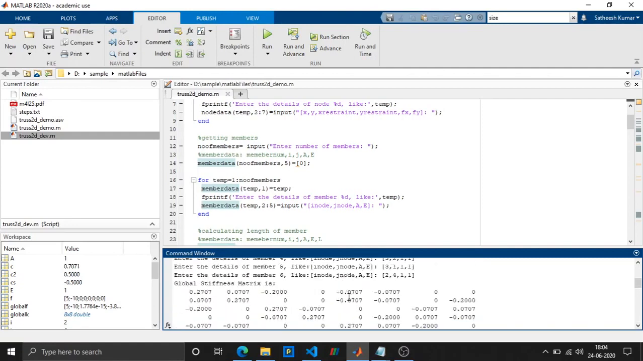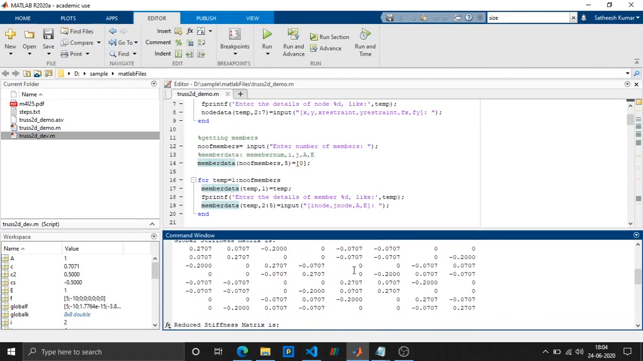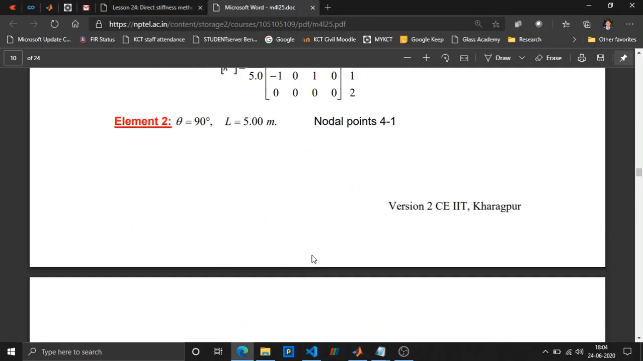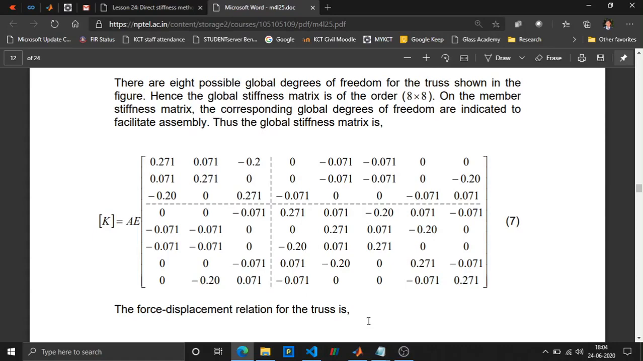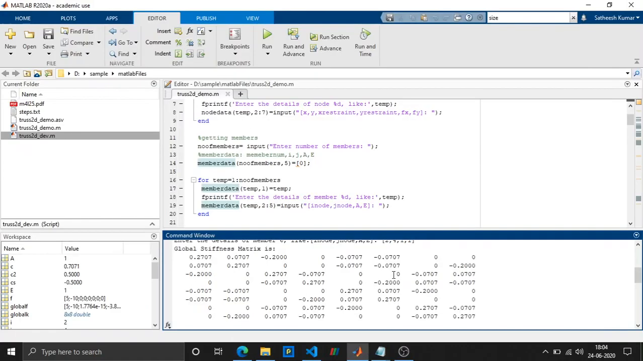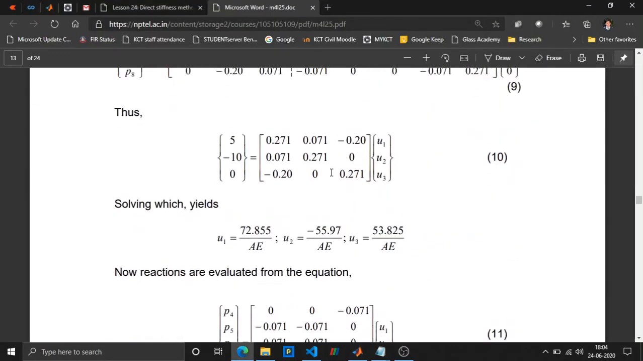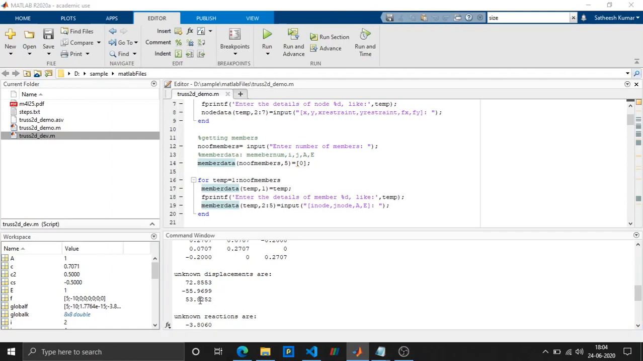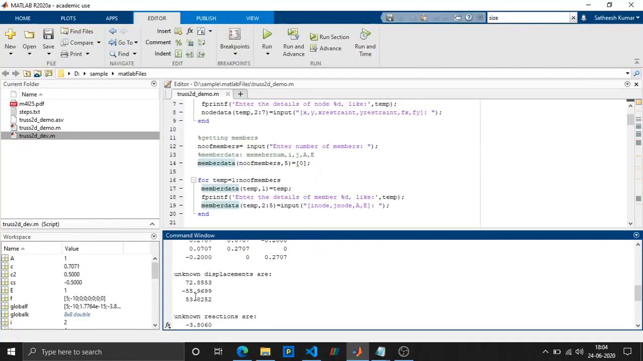So now the program has finished calculating the values. The global stiffness matrix calculated in our program should match the value in this example. It is actually matching. The reduced stiffness matrix is 0.27, 0.71. Yes, it is matching. The unknown displacements are 72, 55, 53, 72, 55, 53. Yes, it is also matching.